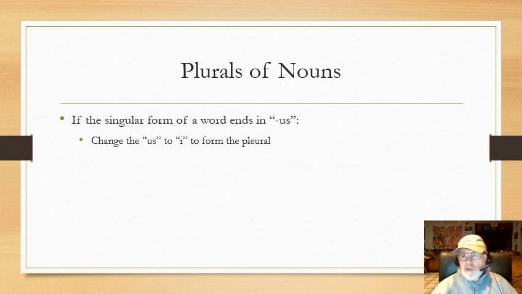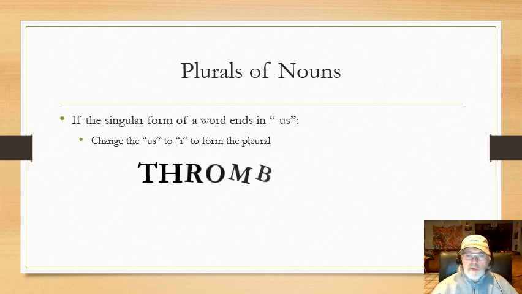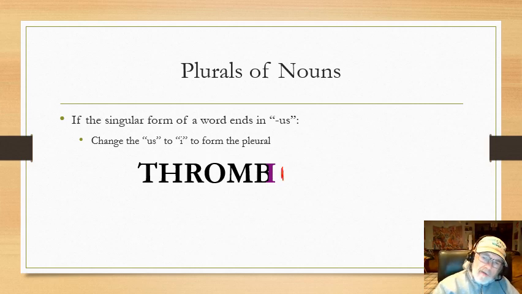If the singular form of a word ends in us, you change the us to an i. Let's look at an example here. Thrombus is a clot, okay? So if I have one clot, it's called a thrombus. However, if I have multiple clots, they would be called thrombi. That's an i. Thrombi. So change us to an i.